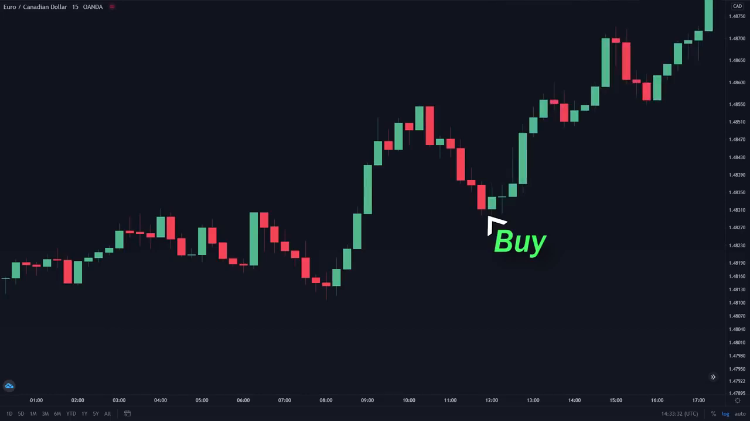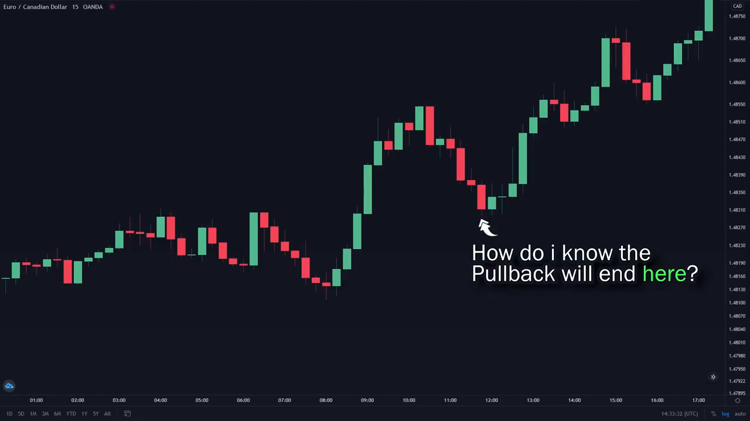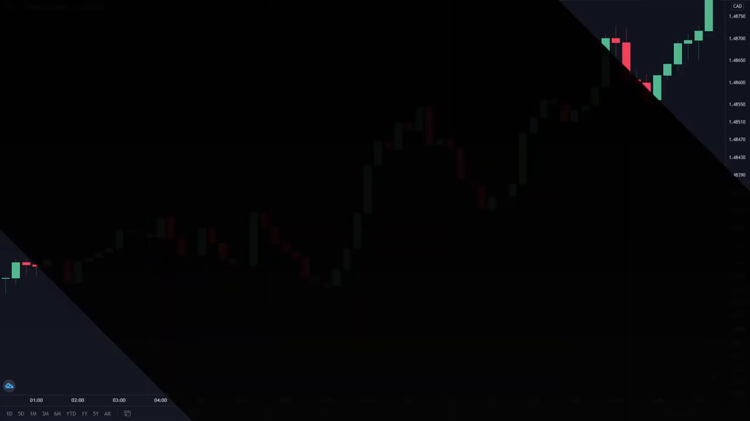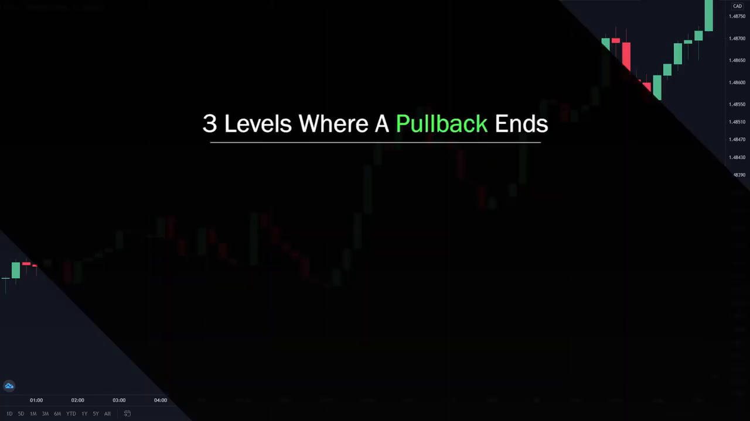Now, I know what you're thinking, but how would I know that the pullback will end here and not just continue downwards? Well, based on my research, I actually discovered 3 common levels where a pullback usually ends. And the first level is support and resistance. Let me show you an example.